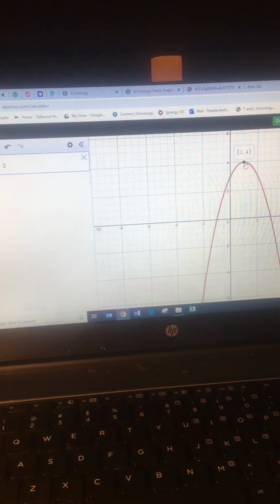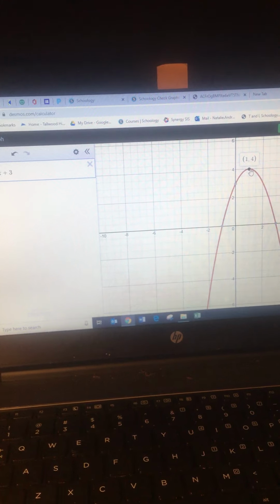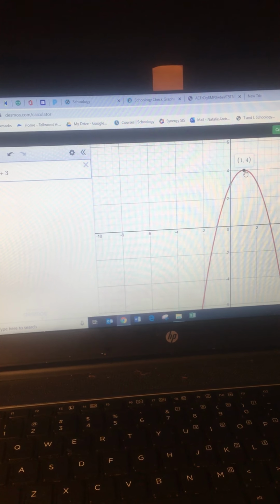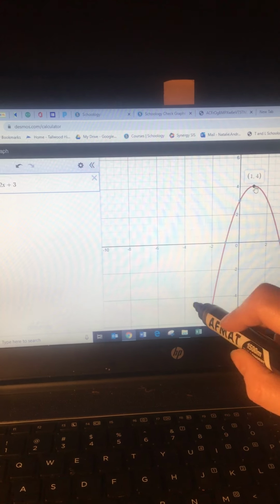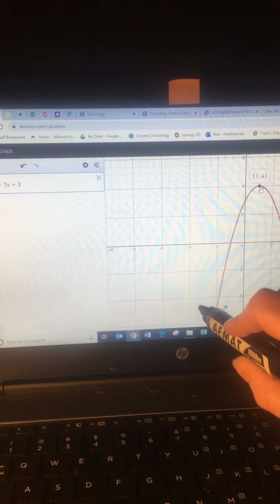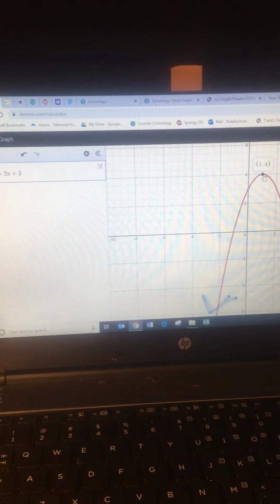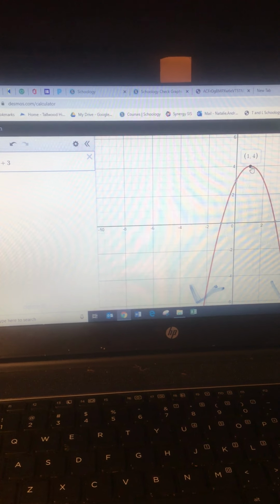We want the vertex, so it's 1, 4. So your x is 1, and that's 4. Now, draw little arrows here. That way you could tell for domain. So let's recap for domain.